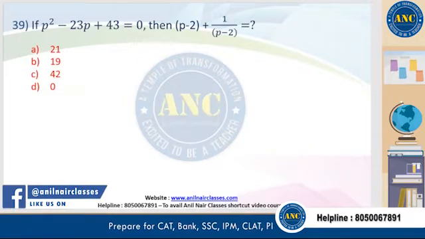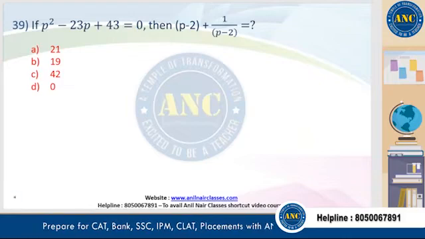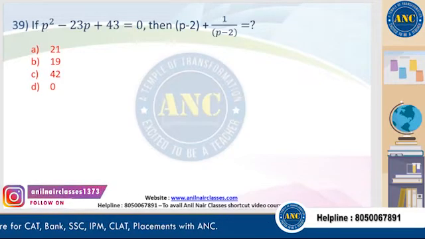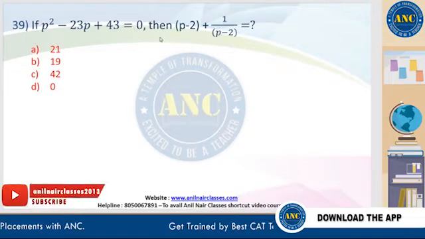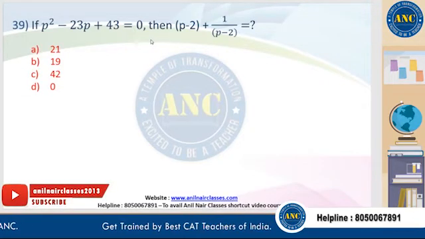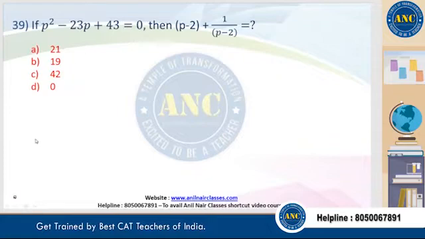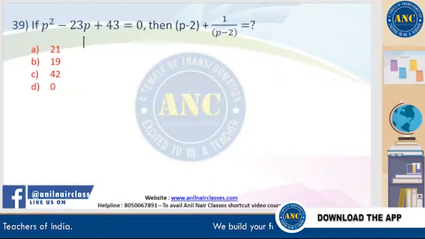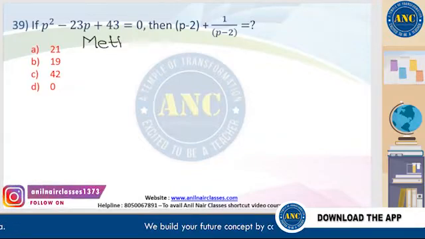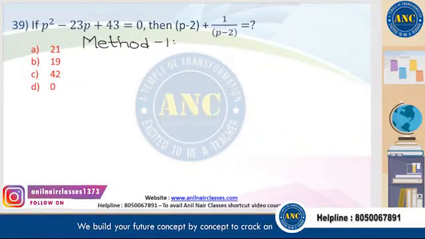Your question is, if p square minus 23p plus 43 equal to 0, then p minus 2 plus 1 divided by p minus 2 is how much? Now I will teach you multiple methods: method 1 and method 2. Whichever method you feel is comfortable for you, you can pick that particular method.